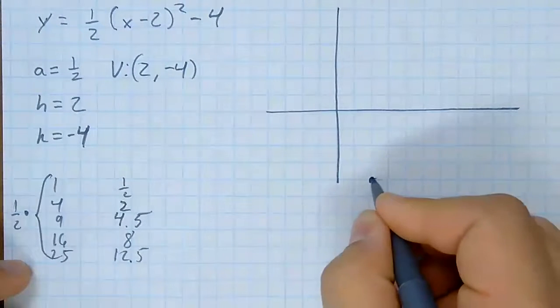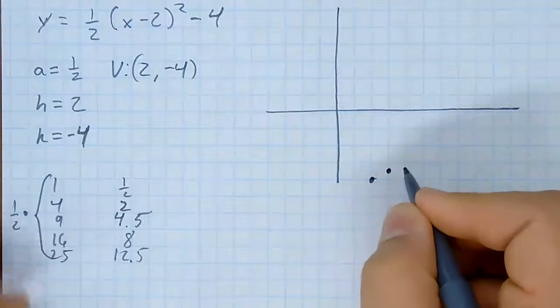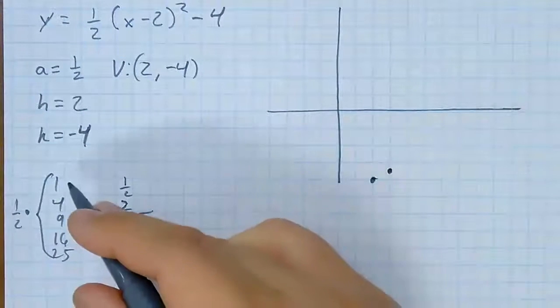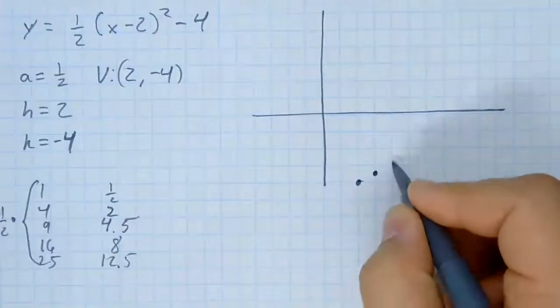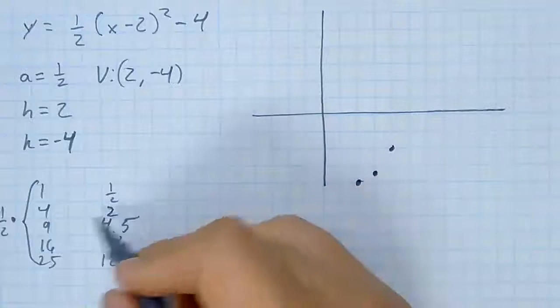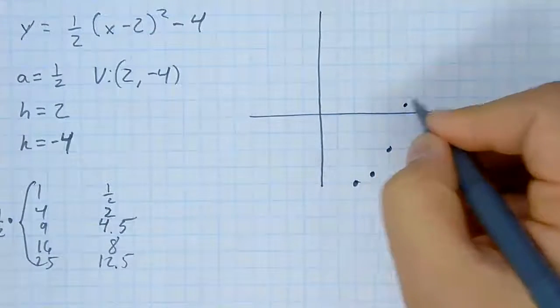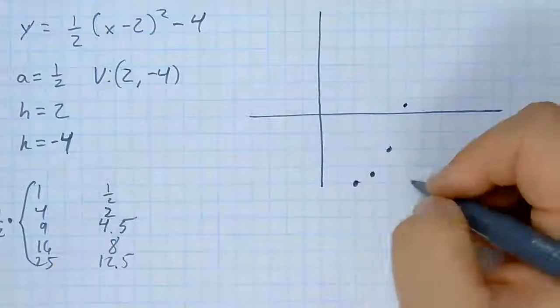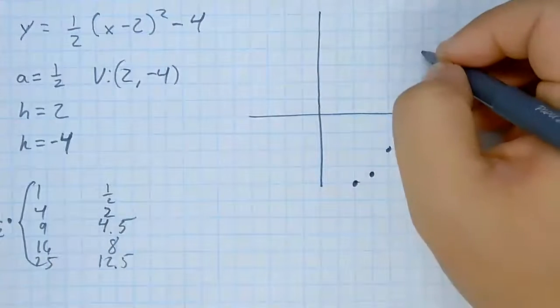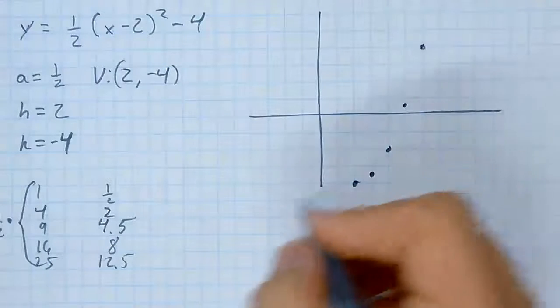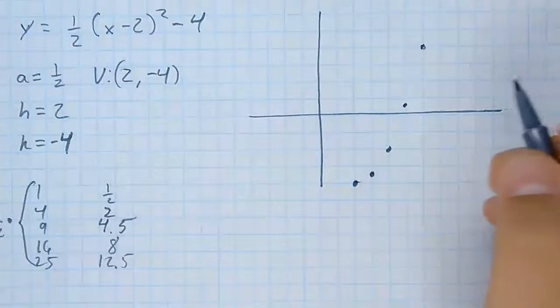So to go 1 away, we're going to be going up 1/2 as opposed to 1. As we go 2 away, we're going up 2 as opposed to 4. So we get 3 away, we're going up 4.5 as opposed to 9. We get 4 away, we're going up 8 as opposed to 16.